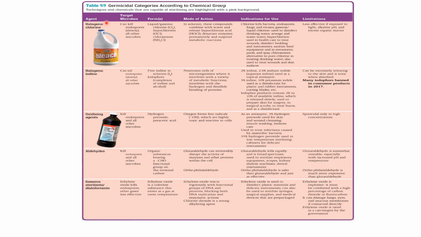Now, halogens are basically chemicals that include things like chlorine, iodine, and fluorine. So we're going to talk about chlorine. Chlorine can kill all microbes, including endospores. So as I said, sterilization can be achieved. Now, chlorine, when it gets mixed with water, releases hypochlorous acid, and so individuals that use a lot of chlorine have to be careful because of that acid that's going to be released. That acid enters the cells pretty quickly, and it can denature the proteins and enzymes within the microbial cells, and it can also suspend metabolic reactions.